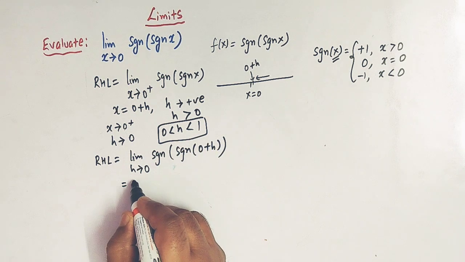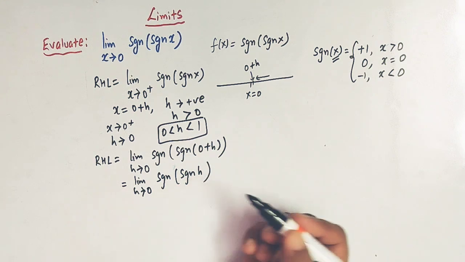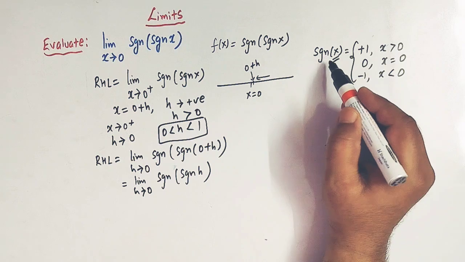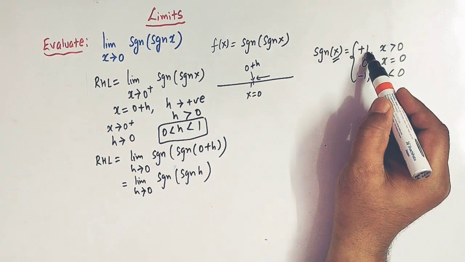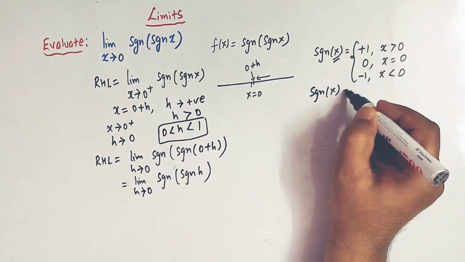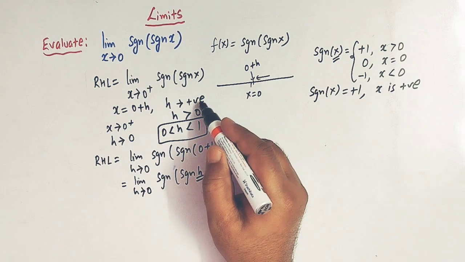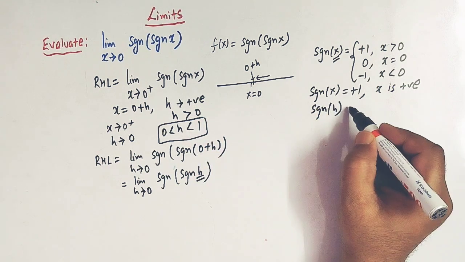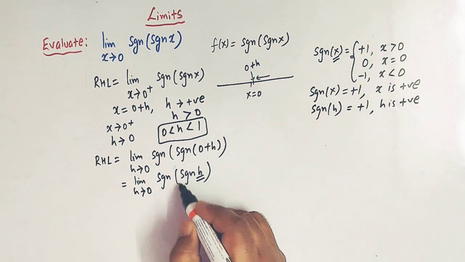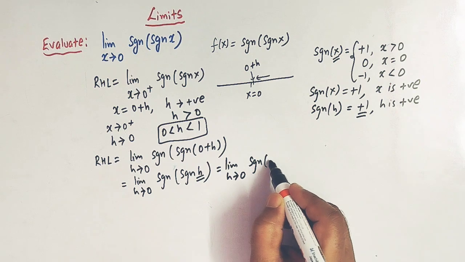Now we can write this expression as the limit h tends to 0 of signum of h, because 0 plus h is h. Now see, h is a positive quantity, and we have just defined the signum function such that signum of x is plus 1 whenever x is positive. So here we have h, and h is positive. So signum of h is equal to plus 1 because h is a positive quantity. So now we can replace signum of h by plus 1, and we have the limit h tends to 0 of plus 1.